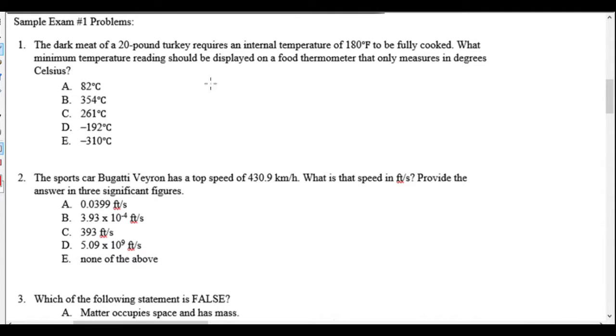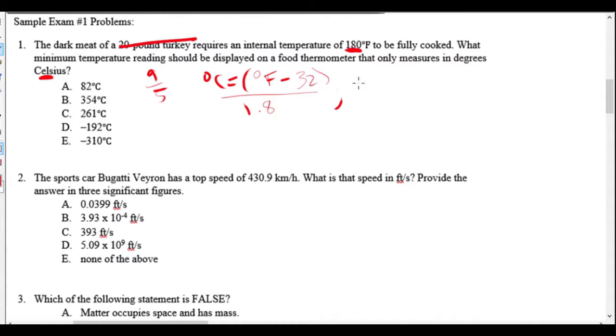Alright, 20-pound turkey. It needs to be at this temperature, and we want to know what that is in degrees Celsius. So the 20-pound turkey doesn't matter to us. So let's go ahead and start where we need to. I'm going to go ahead and use the 1.8, which is the same thing as 9/5, but let's go with the 1.8 just in case that's what you guys are used to. So the degrees Celsius is going to be equal to the degrees Fahrenheit minus 32, and that should be divided by 1.8.